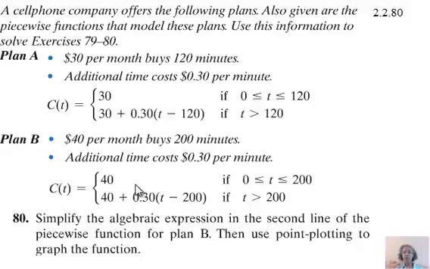And I have something kind of similar for Plan B, except it's more expensive, but you get more minutes. So $40 per month buys 200 minutes, and each additional minute costs 30 cents. So there's that function. Simplify the algebraic expression in the second line of the piecewise function for Plan B. Then use point plotting to graph the function.